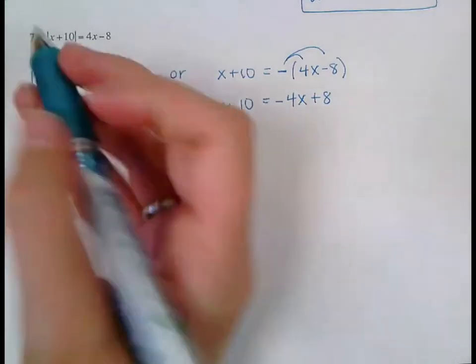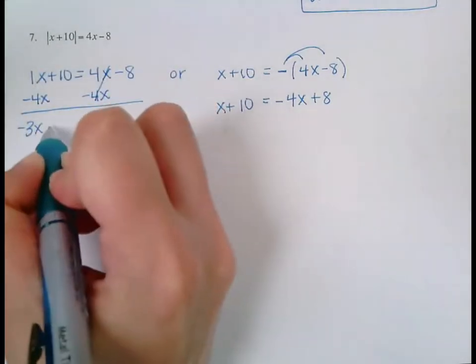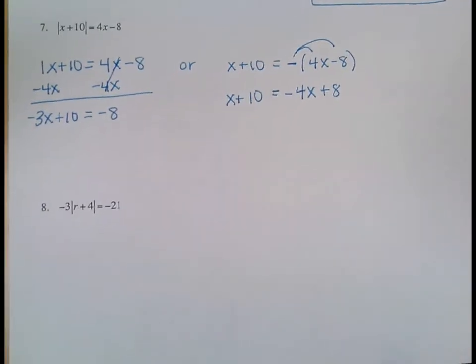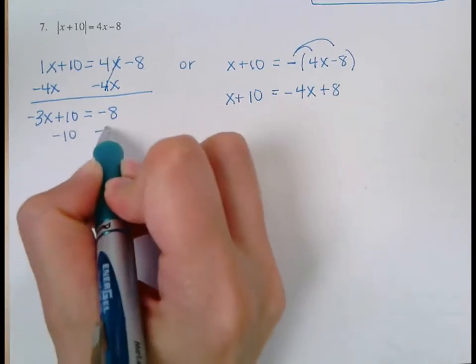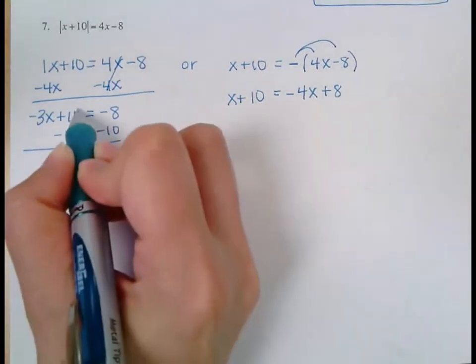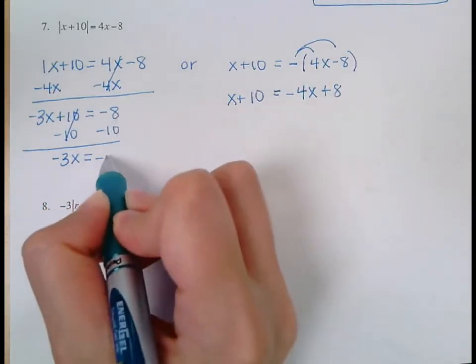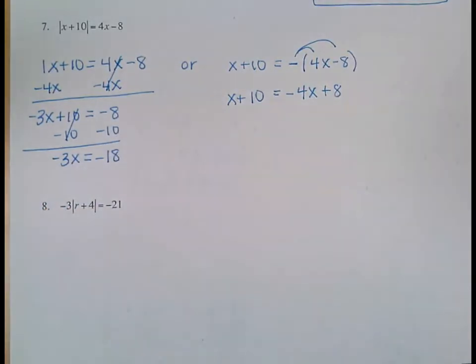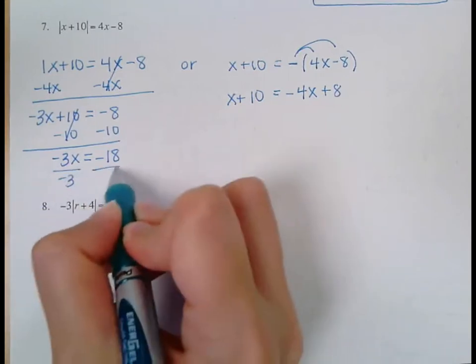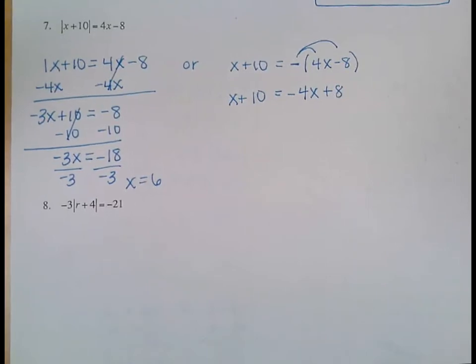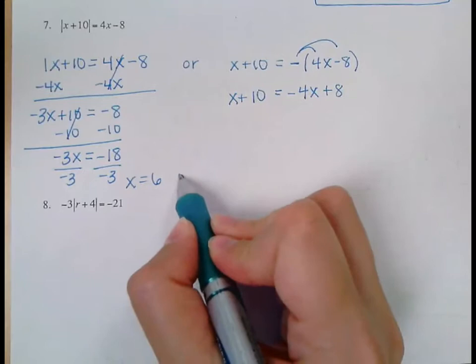So I have 1x minus 4x, so negative 3x plus 10 equals, and I still have negative 8 on the right side. And then I would have to subtract 10 from both sides. So negative 3x is equal to negative 8 minus 10, which is negative 18. Divide by negative 3, and x is 6. Positive 6 is one answer I get. Just put an or here.